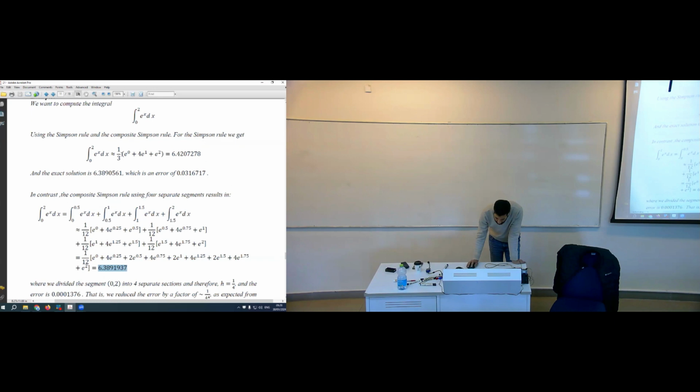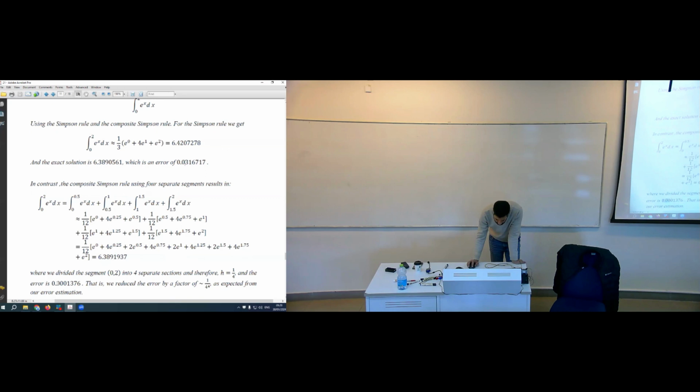Okay. So when we use it with h equals 1, the error is 0.03, and when we use it with h equals 0.25, the error is this, okay? And we expect it to be smaller than the one before by 1/4 to the 4. And it really is.